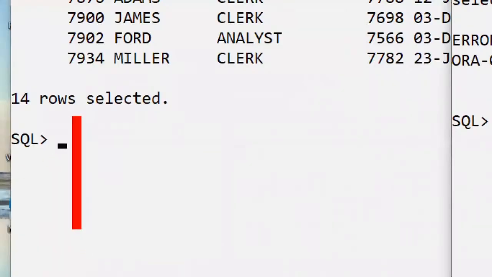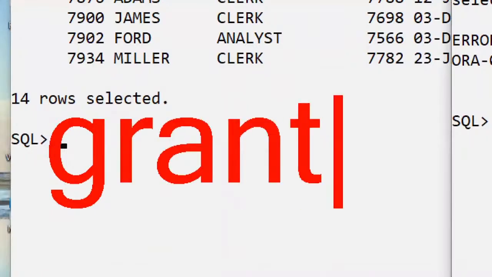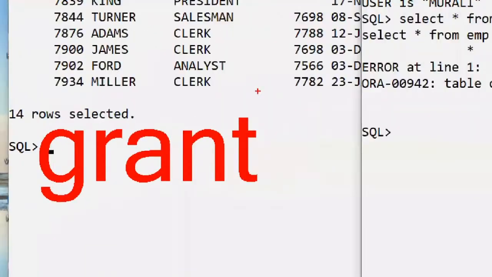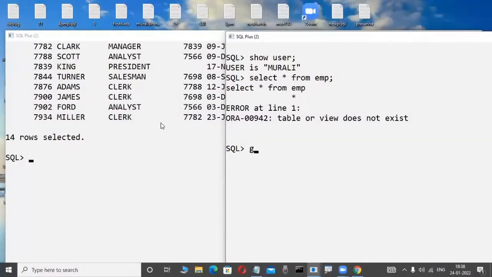Later you will be familiar with these commands in our language. Grant is a command there. We are learning, don't worry. Now suppose some grant command is giving a permission.